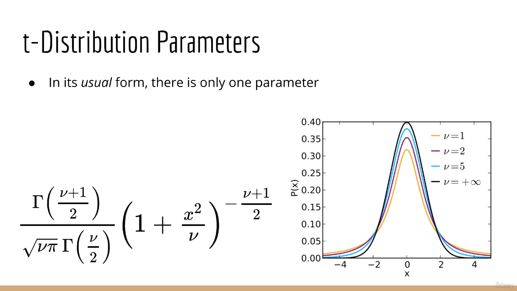Note that in its usual form, the t-distribution has only a single parameter called nu, which refers to what is called the degrees of freedom. It's kind of a strange name, so don't worry about it too much. It's a parameter, just like how mu and sigma are parameters of the normal distribution. In this usual form, the t-distribution must always be centered at 0, which seems somewhat restrictive.